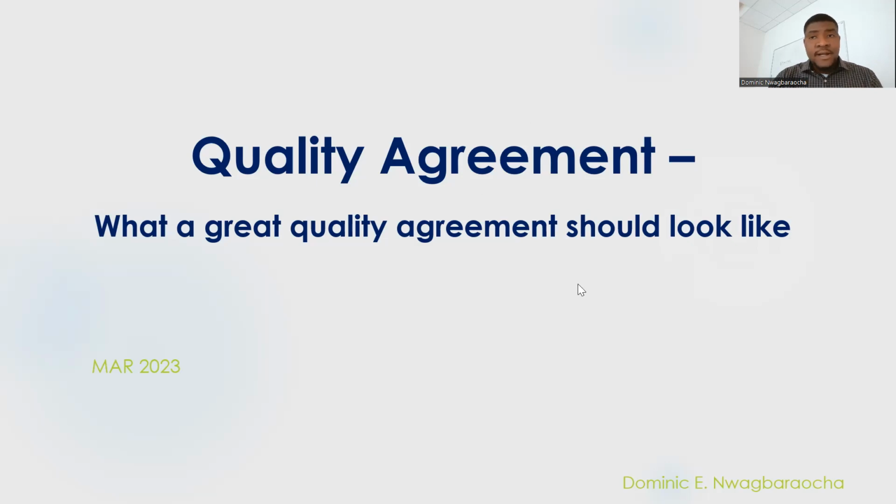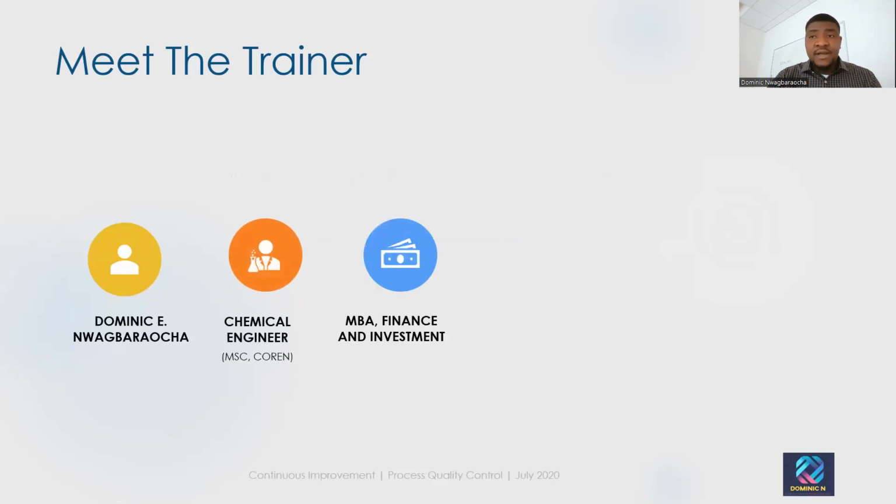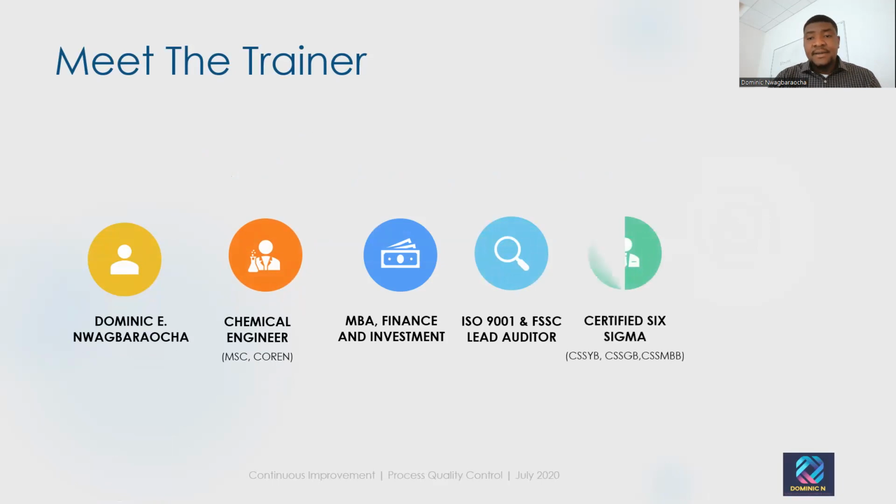Great. I will take us through this, but first of all, a quick introduction of myself. I am Dominic Pongboracha. My background is in chemical engineering. I have an MBA in finance and investments. I am an ISO 9001 and FSSC lead auditor. I am a certified Six Sigma associate and a master black belt holder. I have over 10 years in manufacturing, which ranges from personal care, household care, pharmaceutical, and biotech.